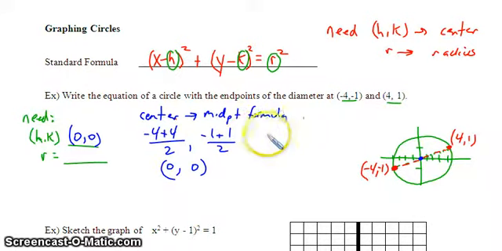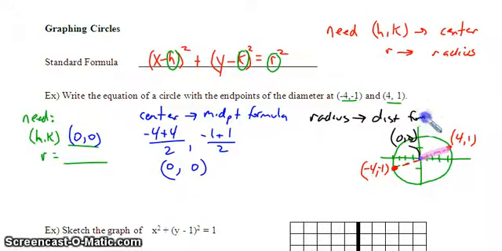To be able to find the radius, what I know now is that if the center is (0, 0), then the distance for the radius would be from the center to here. So I need to know what that distance is. So to be able to find the radius, I use the distance formula. Now it's important that you understand when you're using the distance formula, since you're trying to find the radius, you go from the center out to the edge of the circle. So you have to use (0, 0) and (4, 1).